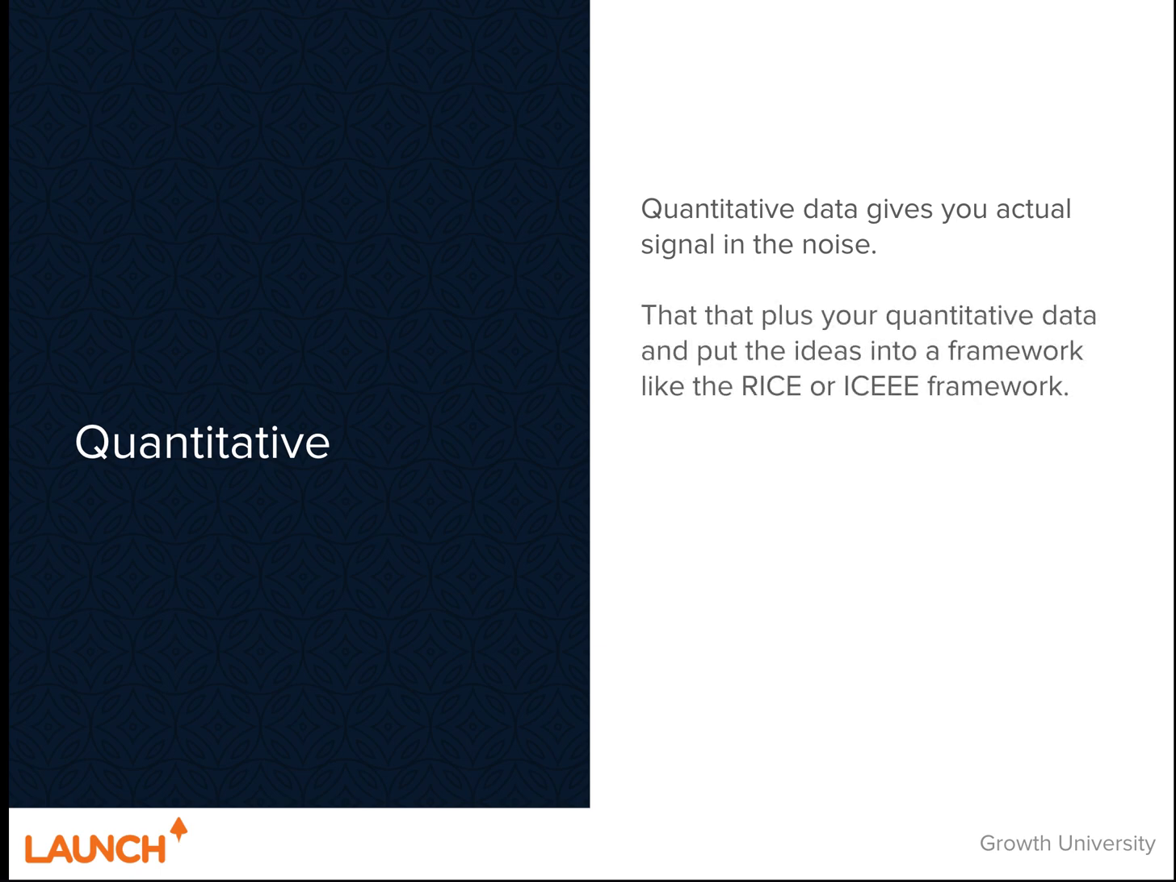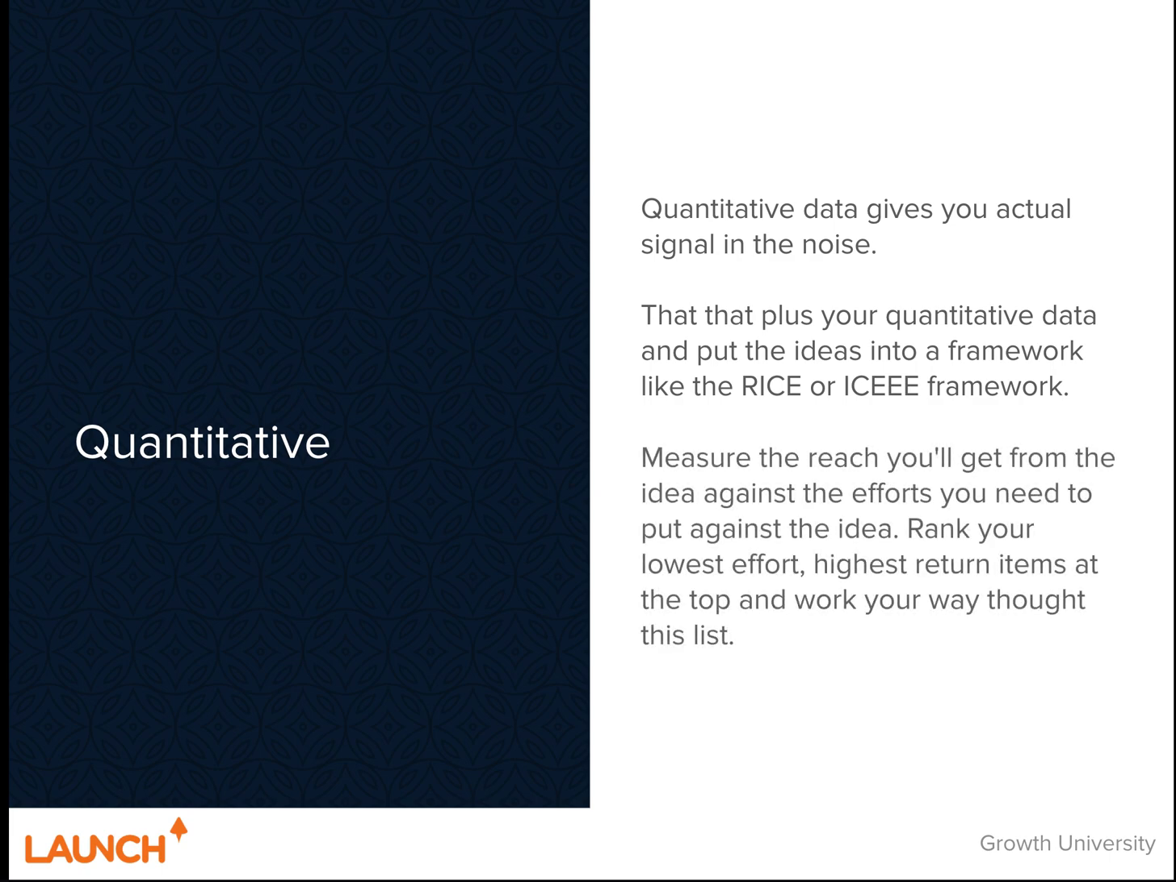So if you take all that, your quantitative and your qualitative, and put that into a framework like RICE or my ICE framework, which we'll get into in the next module, you can measure basically the reach you'll get from these ideas against the effort you need to put against them. And then you rank those with lowest effort and highest return first at the top, and then you work your way through that list, and you end up with a really nice set of things that you should work on basically in the right order.